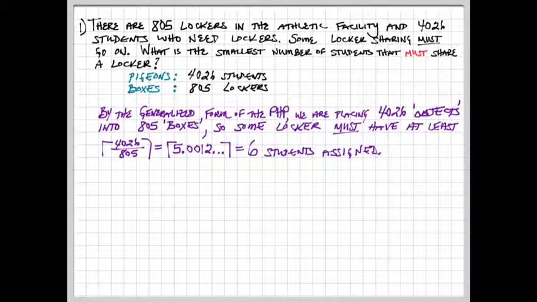By the generalized form of the pigeonhole principle, we're placing the 4,026 objects into the 805 boxes, so the conclusion guarantees that some locker must have at least the ceiling of 4,026 divided by 805. That ends up being 5 and a little, but because we're taking the ceiling function, we round up. So the conclusion is that there must be a locker that contains at least 6 students.